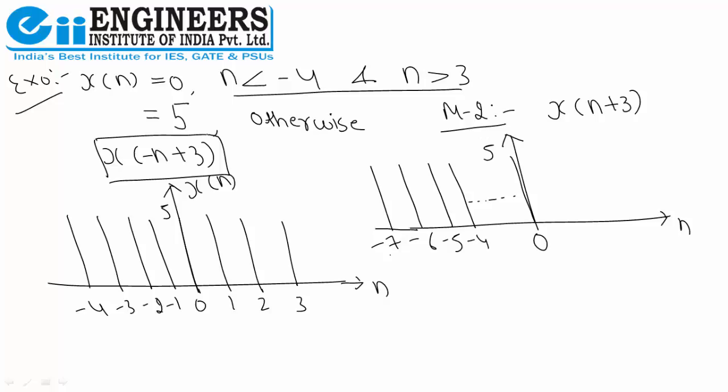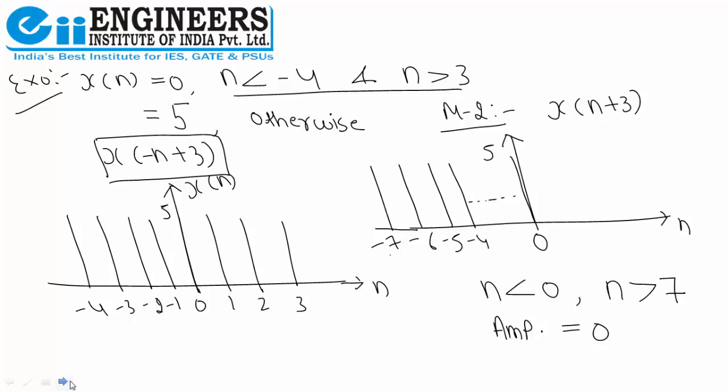But before 0, and for n greater than 7, it has the amplitude 0. So my answer will be n less than 0 and n greater than 7. So if you know the basic operations of shifting and scaling, then you can tackle this type of problem.